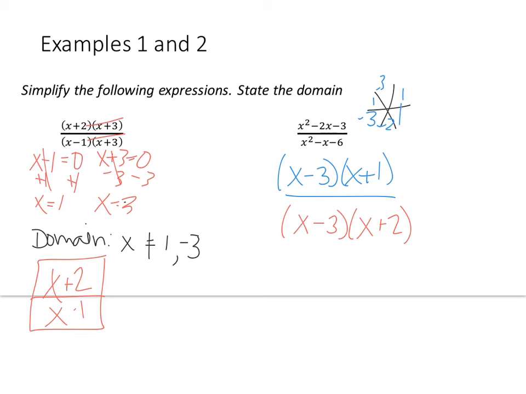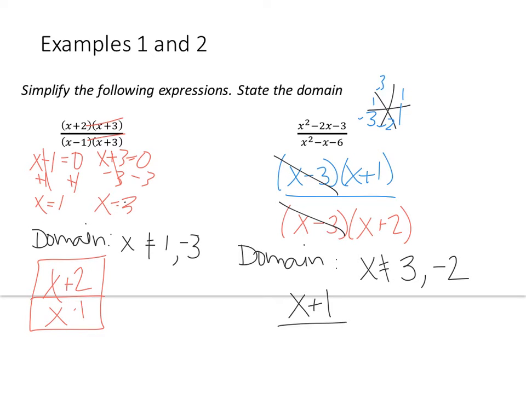From this point, we find our domain. I need to know what number, if I put in x minus 3, would give me 0, and I know that would be positive 3. To make x plus 2 zero, if I put negative 2 in for x, that would give me 0. So from here I look, I have an x minus 3 on top and bottom, so those cancel out, and my final answer is x plus 1 all over x plus 2.